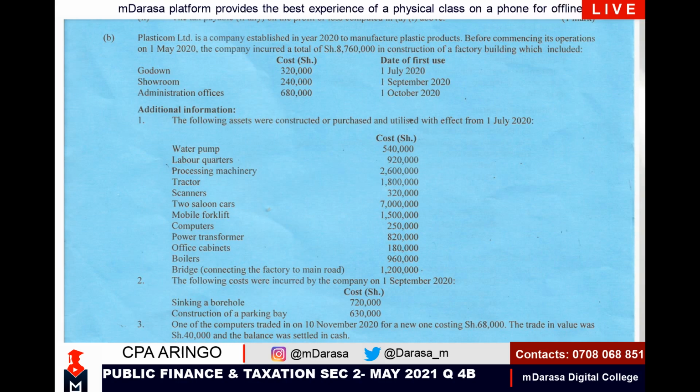Tractor, this is a WTA class 1. Scanners, WTA class 2. Two saloon cars. Saloon car is a non-commercial vehicle under class 3, under WTA. But remember, saloon car will have that concept of restricted value, and the current amount for restricted value of a non-commercial vehicle has been capped to 3 million. So kindly have that in mind. I'm having a mobile forklift. Forklift is a WTA item, class 1.